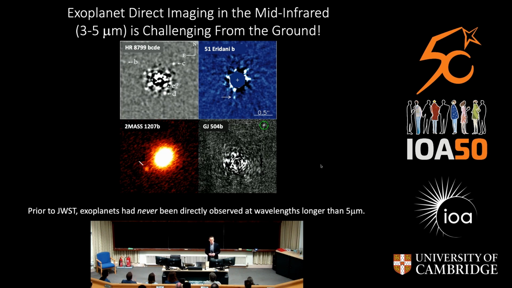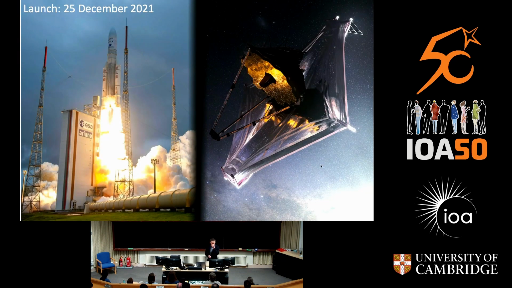Prior to JWST, exoplanets had never been directly observed at wavelengths longer than 5 microns. This is changing, of course, with JWST. One of the early missions of JWST was the so-called early release science programs, where Space Telescope wanted to see entire communities organize to test drive this observatory early on, to determine the optimal ways to operate this telescope and make clear recommendations back to the community.